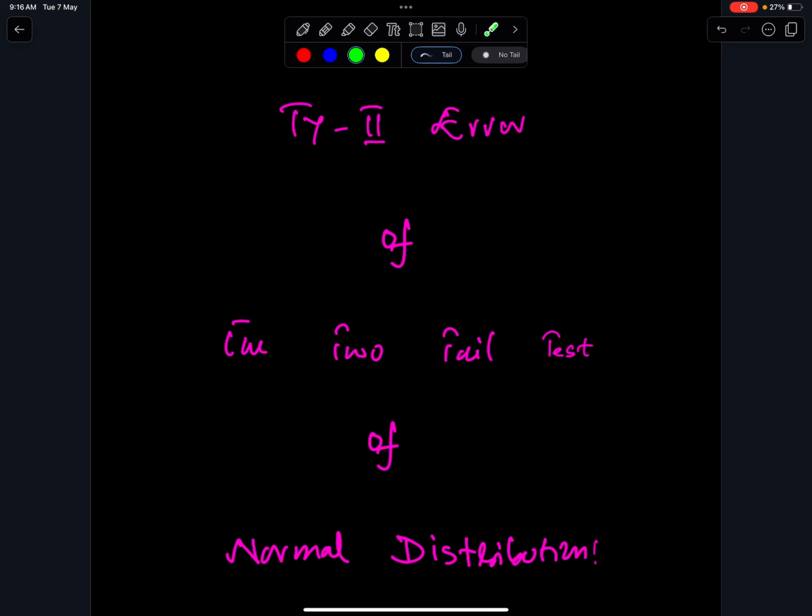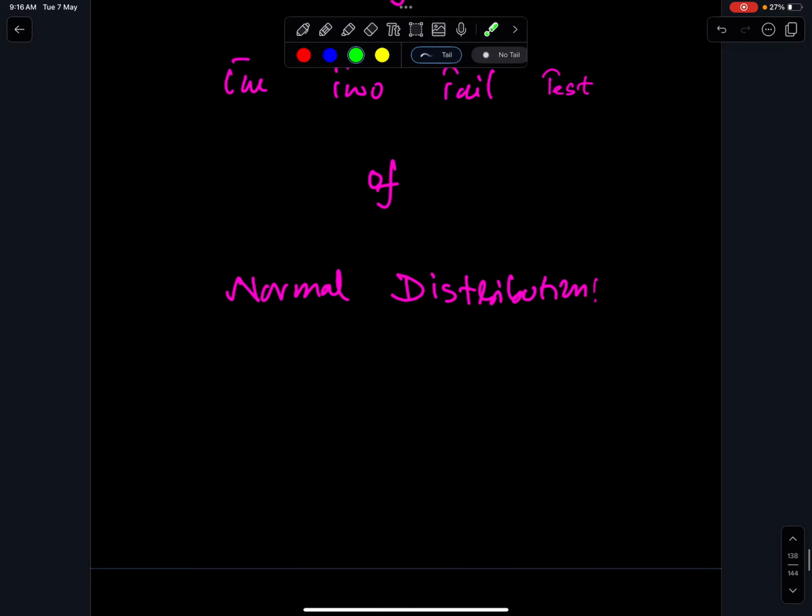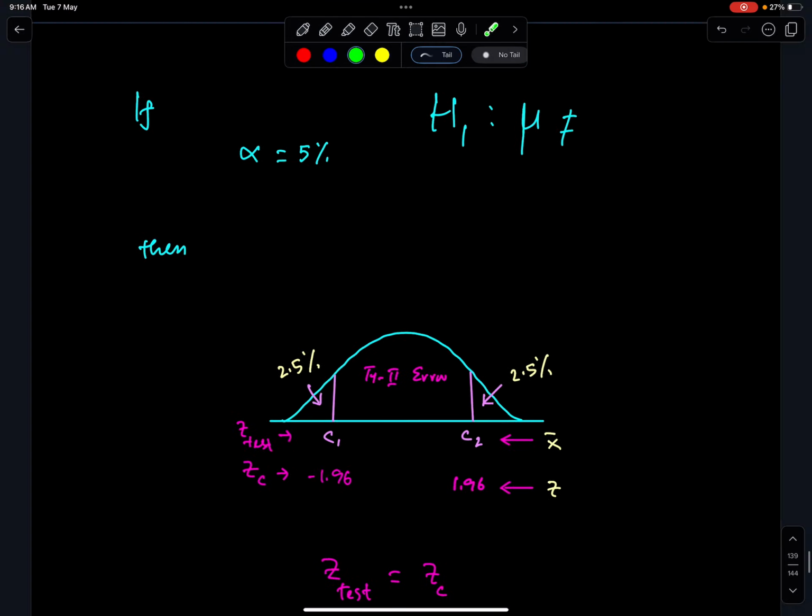The topic of this lecture is type 2 error of the two-tailed test of continuous distribution. An important advice: be humble.